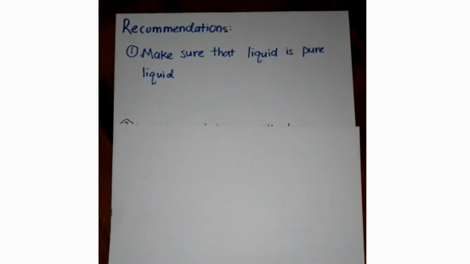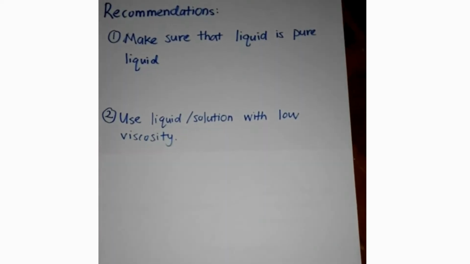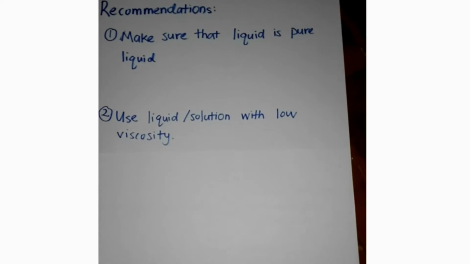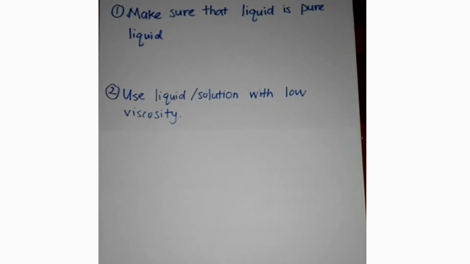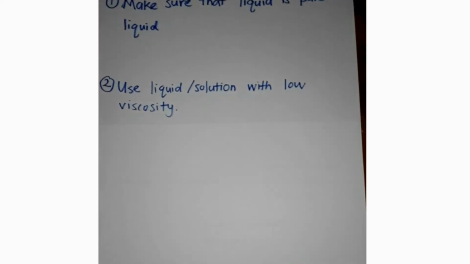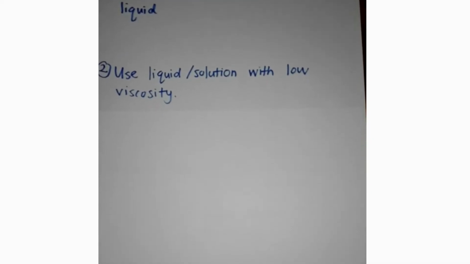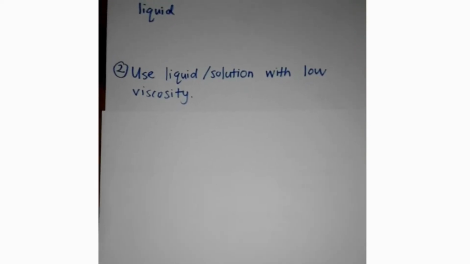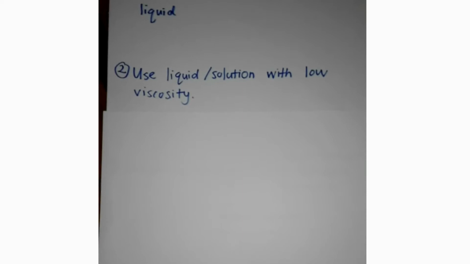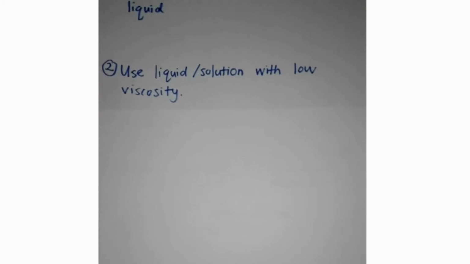Okay, the second recommendation is to use liquid or solution with low viscosity. In a mixture, the viscosity is high, which causes the heat transfer coefficient to be lowered. Hence, we can say that viscosity is one of the main reasons causing the large heat transfer reduction in DEA water binary solution. Hence, we can conclude that by using liquid or solution with a low viscosity, we can increase the boiling heat transfer coefficient.